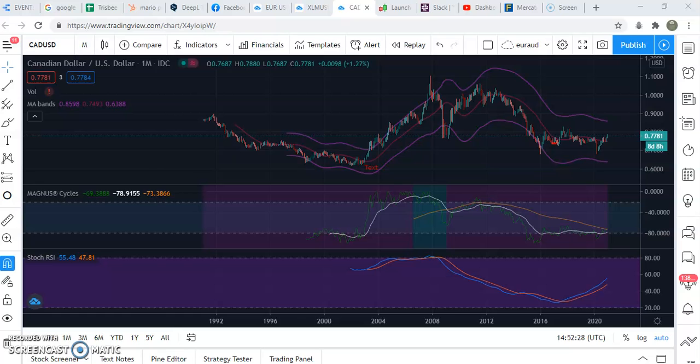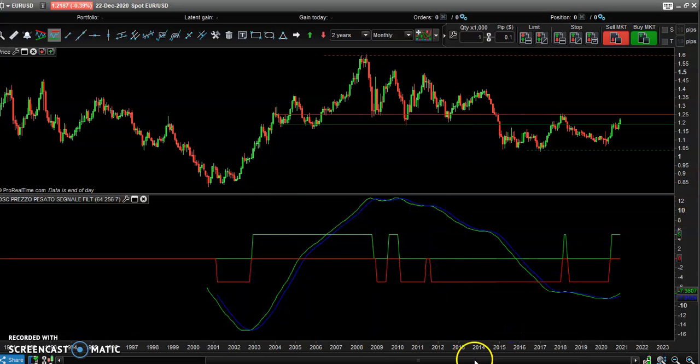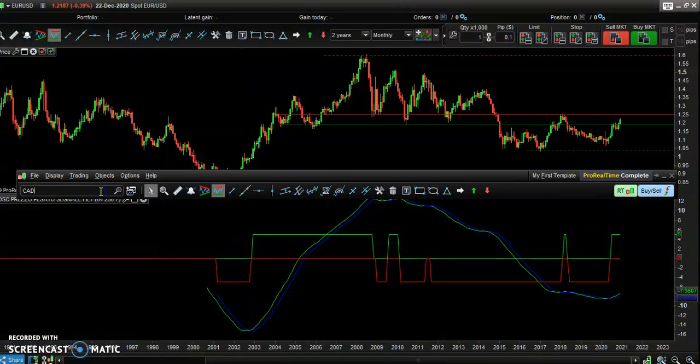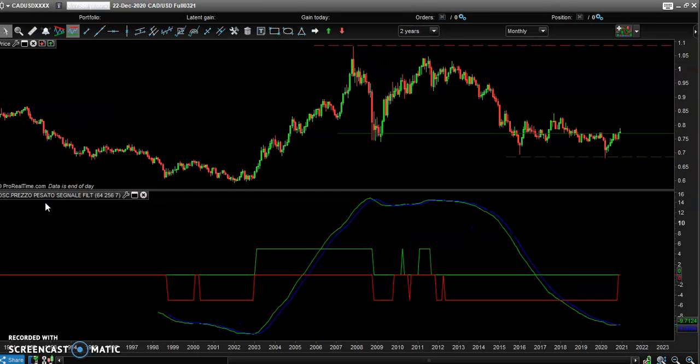But now let's see what my indicator, which is more precise, can suggest to us when actually analyzing the Canadian dollar against the US dollar. Let's see what we can understand from the analysis.